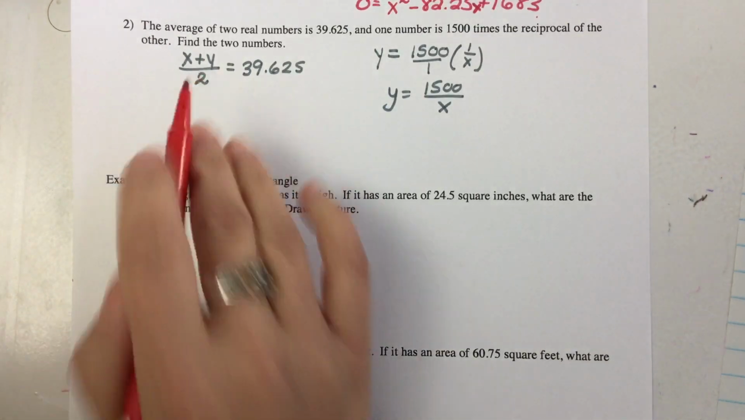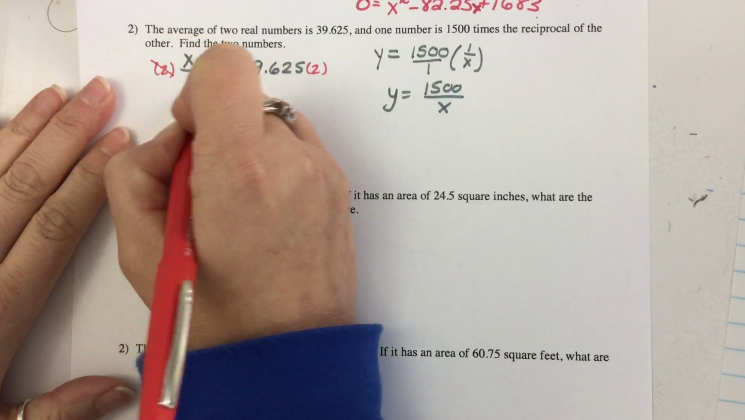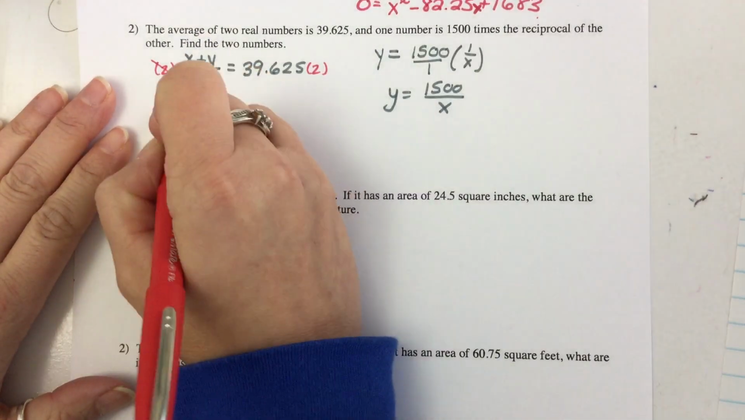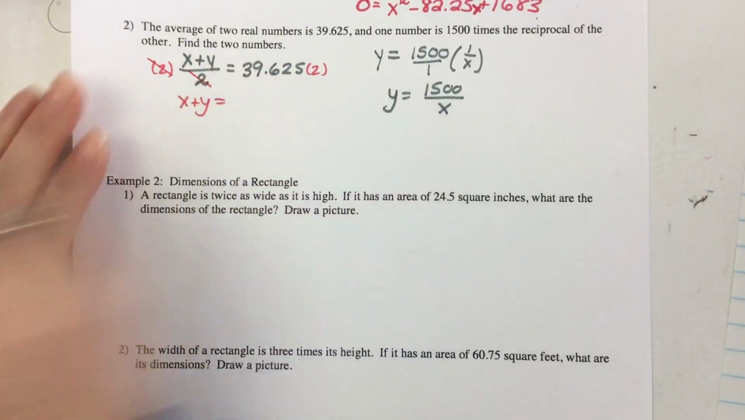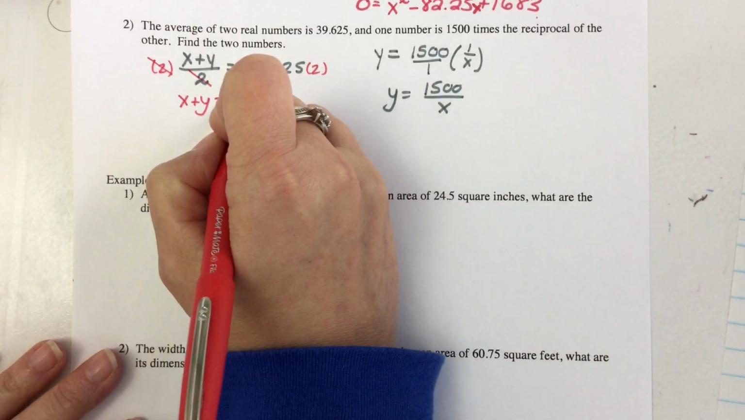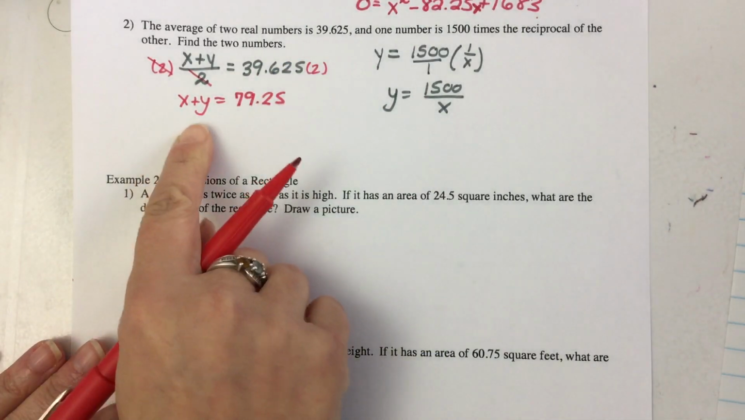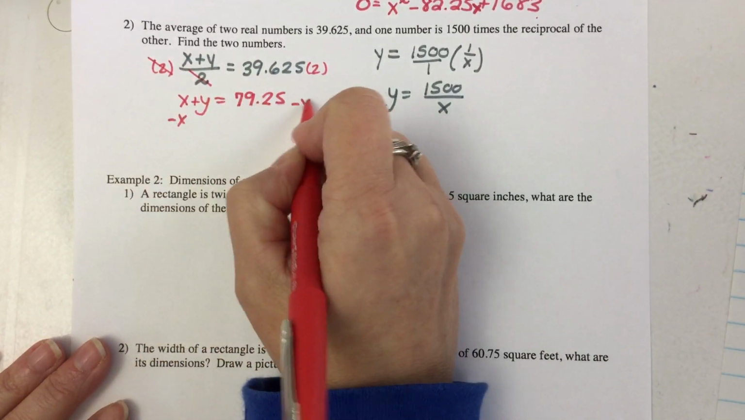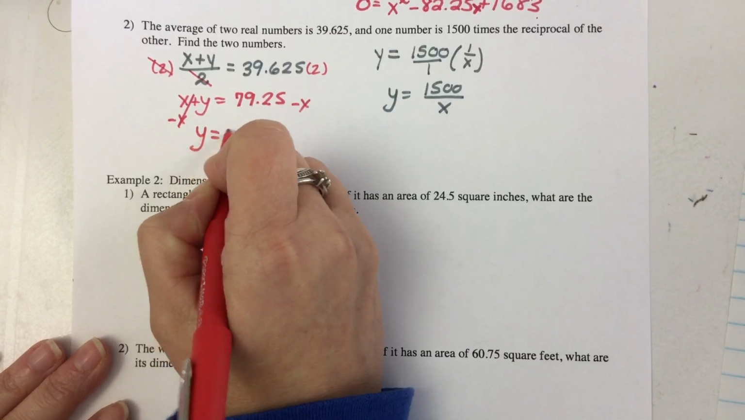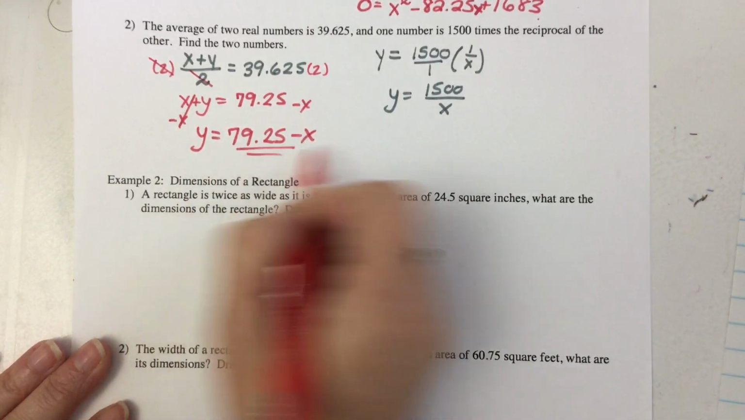If I want to solve for y, to cancel the denominator, you would need to multiply by 2. 2 cancels 2. X plus y equals, if I take 39.625 and I multiply it by 2, I get 79.25. To get y by itself, I need to go ahead and minus x. So y equals 79.25 minus x.